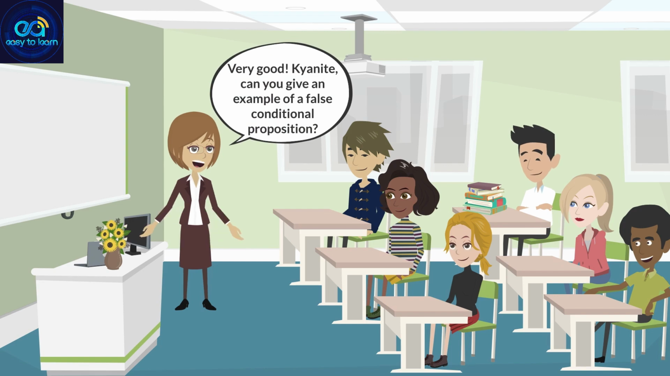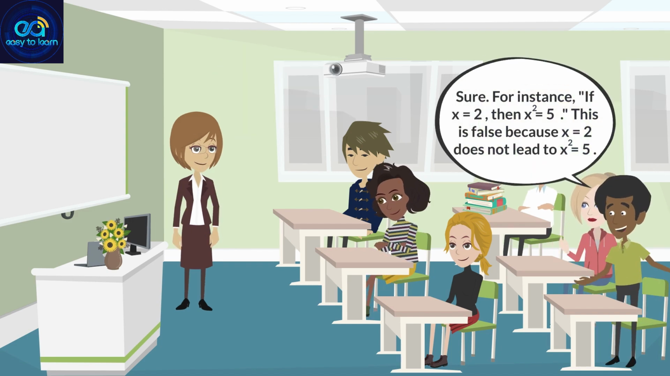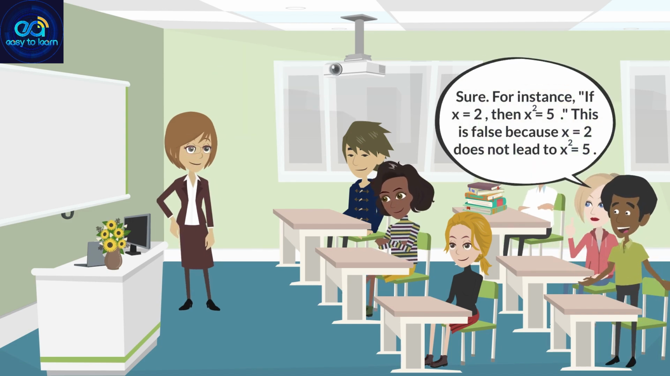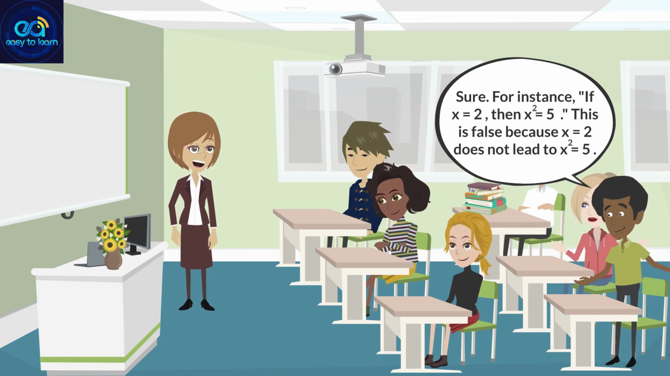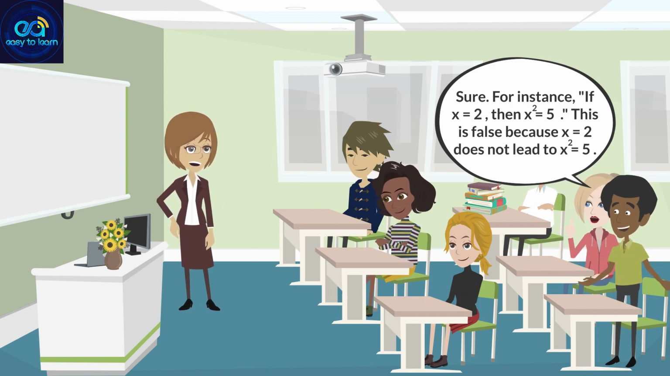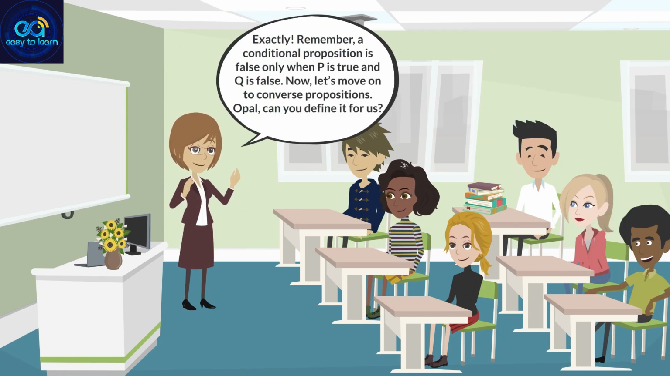Very good. Kianai, can you give an example of a false conditional proposition? Sure, for instance, if x equals 2, then x squared equals 5. This is false because x equals 2 does not lead to x squared equals 5. Exactly. Remember, a conditional proposition is false only when P is true and Q is false.